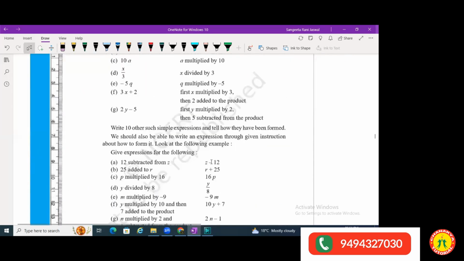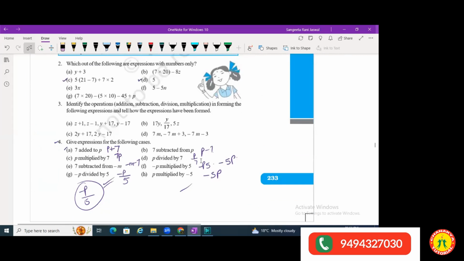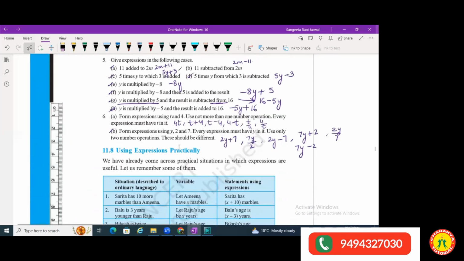Moving further, quickly, we are revising the chapter. Let's make some expressions. If written 5 added to P, how will you write 7 added to P? P plus 7. If 7 subtracted from P, how will you write that? P minus 7. 7 subtracted from M: M minus 7. Yes, good.